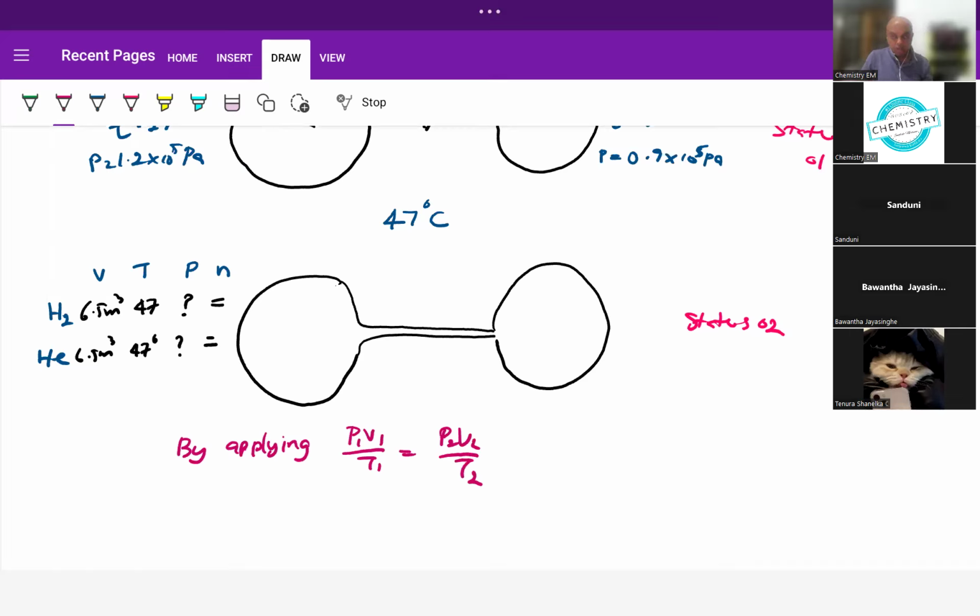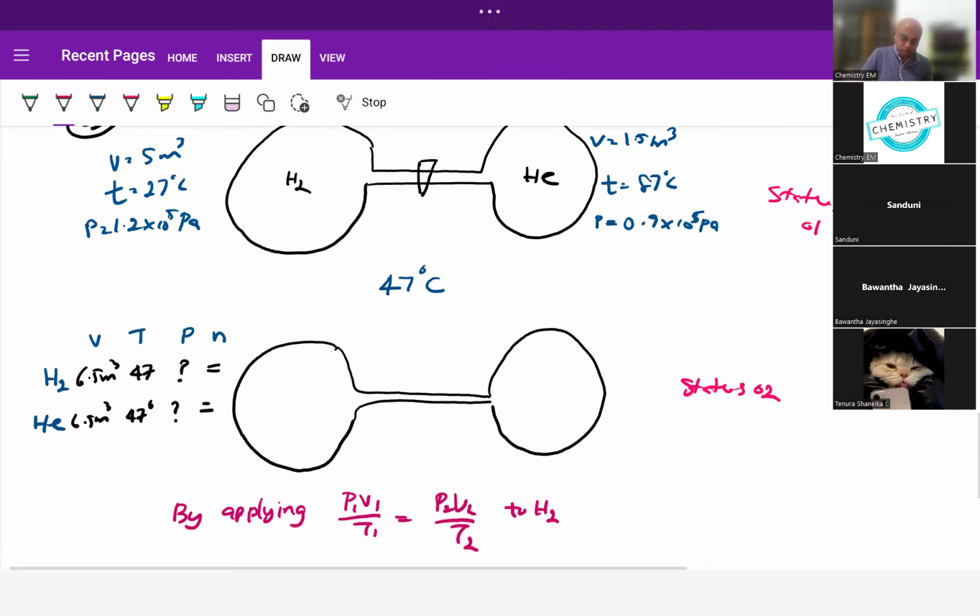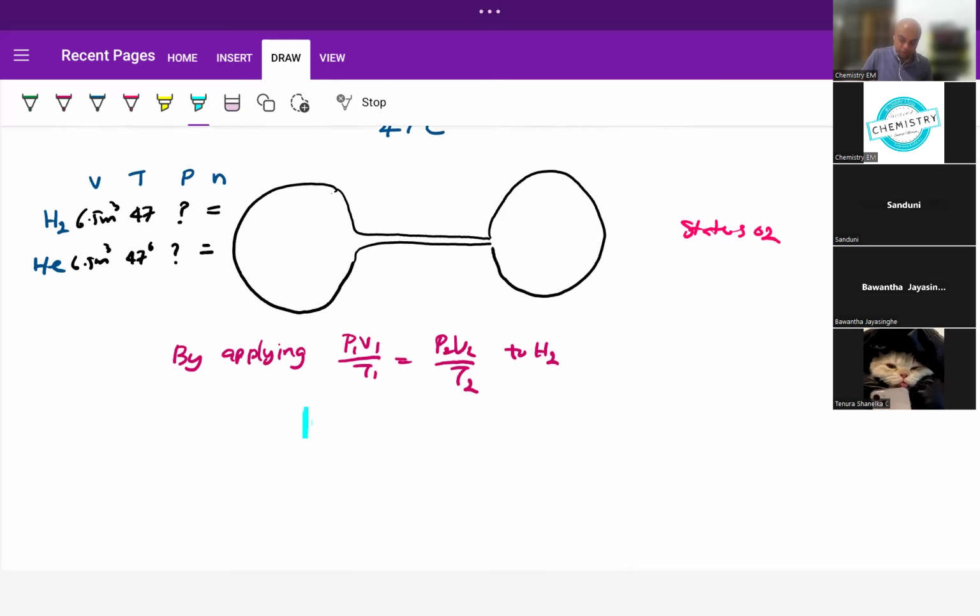Why we can apply this one is the number of moles is not changing because there is no leak for this one. For hydrogen, the P1 will be this one. This is P1 for hydrogen, that is 1.2 into 10 to the power 5 pascals. You need to make sure the units are the same for both directions, right?